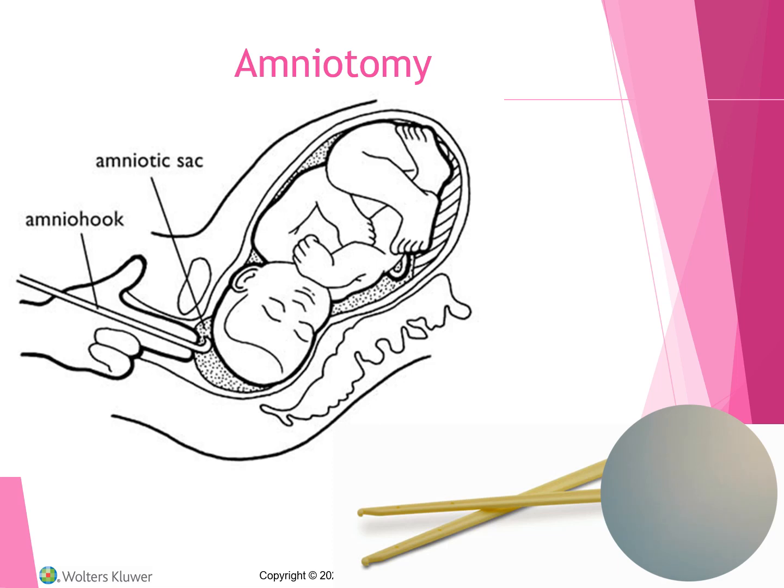And I don't know if you've heard the term stripping the membranes. This is during a vaginal exam where the physician will insert a finger into the uterus through the cervix and run the finger between the amniotic sac and the uterine wall. That's called stripping the membrane. So it separates the amniotic sac from the lower uterine wall, and sometimes that will stimulate labor.